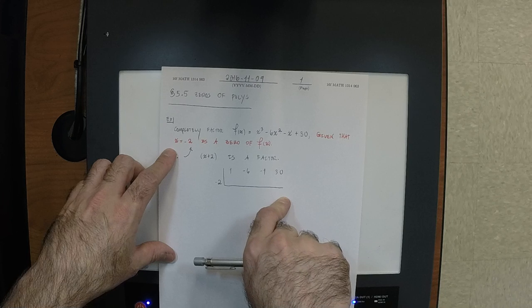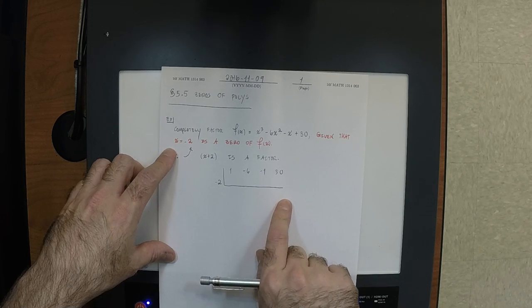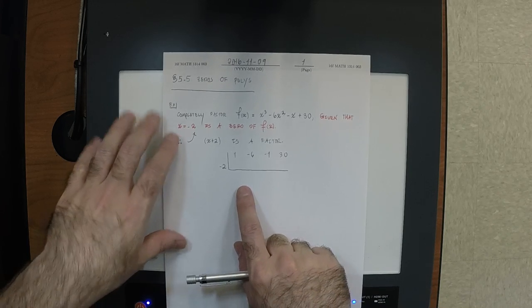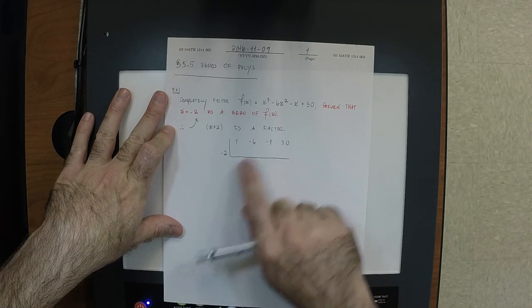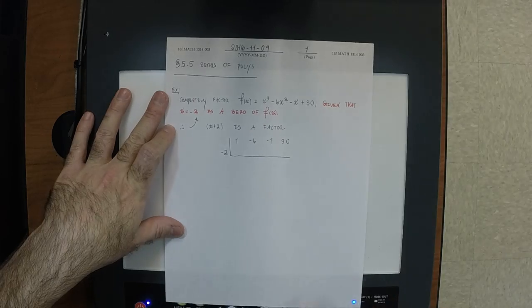So then what's the point of doing this at all? Right, to find the quotient. The quotient is what we're looking for. So we already know this is going to be a zero. And if we carry this out and it's not a zero, that means that we made an error somewhere. Okay, so let's carry it out.